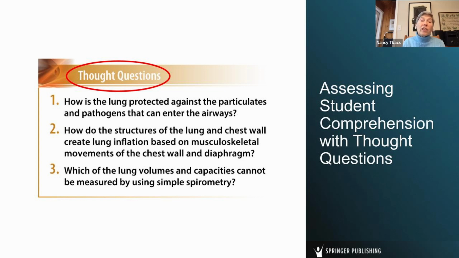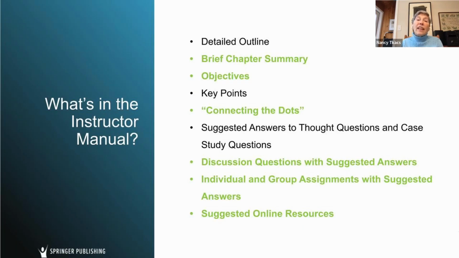Each concept section ends with thought questions to help assess student comprehension. And then an instructor manual is provided for faculty. This will have a detailed outline, a brief chapter summary, the objectives for that chapter, the key points, which also end each chapter, and a section that I call Connecting the Dots that I wrote for the instructor manual to try to give a quick snapshot of the concepts that are so important and where students sometimes struggle with learning the material of that organ system.